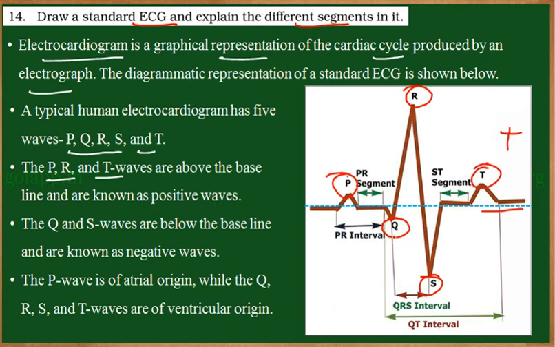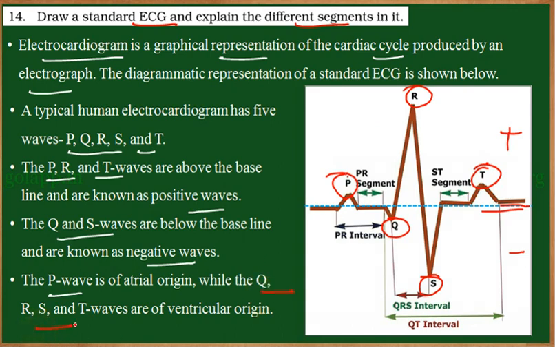Now if you see Q and S, they are present below the baseline, so they are considered as negative waves. So Q and S are below the baseline, they are negative waves. P, R, T are above the baseline, they are positive waves. Now the P wave is of atrial origin. The P wave indicates the depolarization of the atria, so it is of atrial origin.